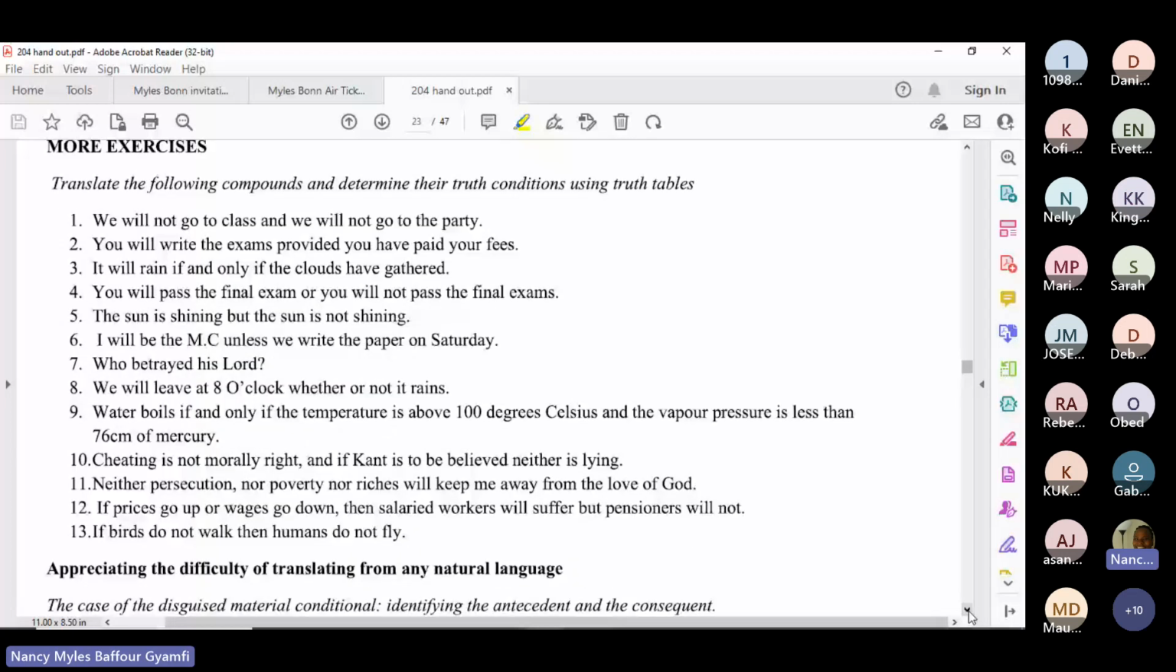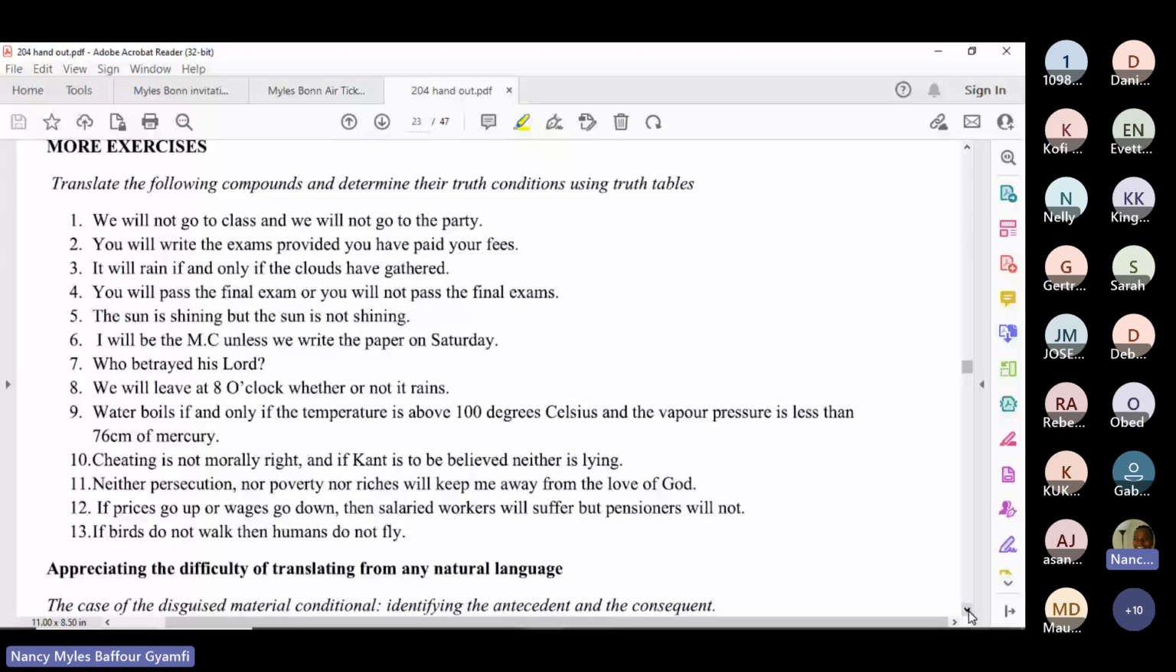The contradiction rather, see that, because of the and, the but. But is a conjunction. So I'm saying P conjunction, not P. That breaks the law of non-contradiction. The principle of non-contradiction says one statement cannot be both true and not true at the same time and in the same respect. So if I say the sun is shining, that's your example 5 on the screen. The sun is shining, but the sun is not shining.